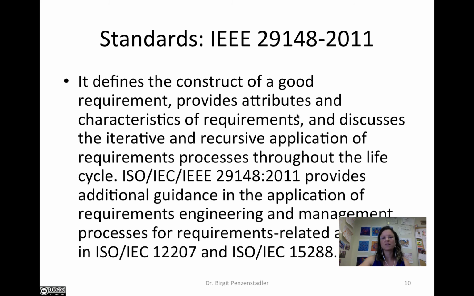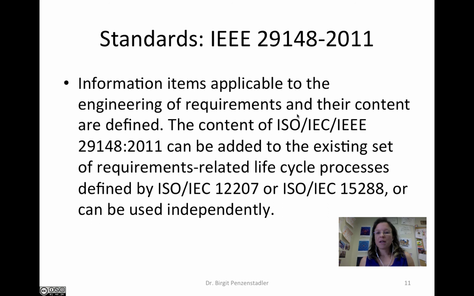The standard also provides guidance in the application of requirements engineering and management processes for any activities that are related to requirements engineering. And for that, they also refer to further standards, the 12207 and 15288. The information items applicable to the engineering of requirements and their contents are all defined in the standard. And the content can be added to the existing set of related lifecycle processes that are defined in those other two standards, or it can also be used independently. In this course, we'll only use it independently.